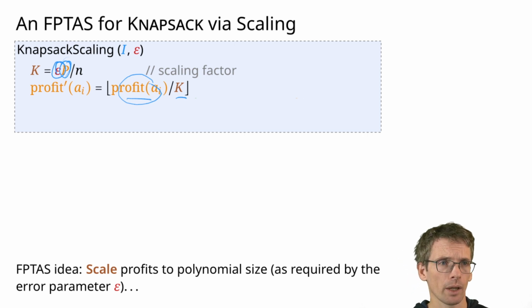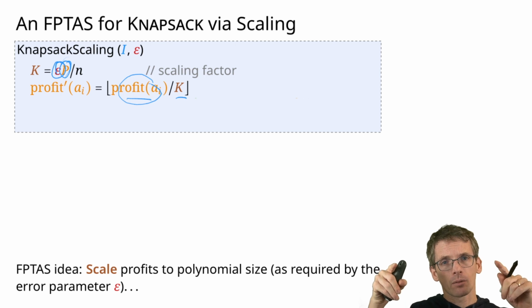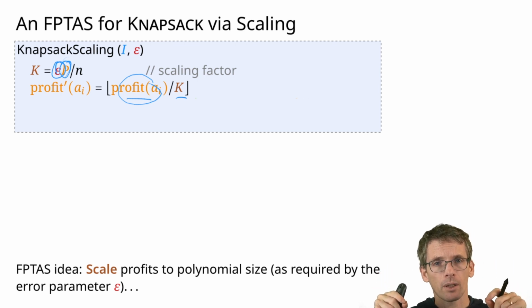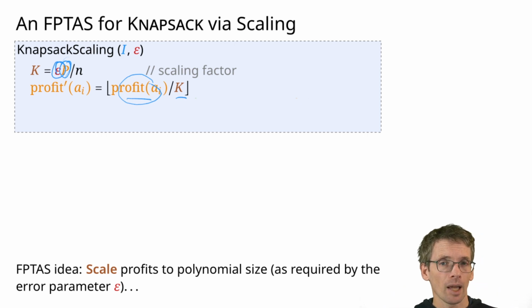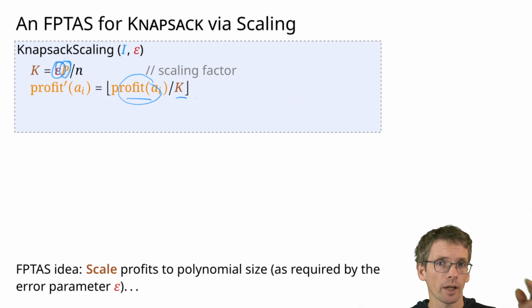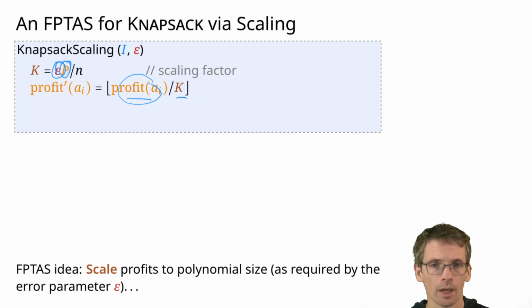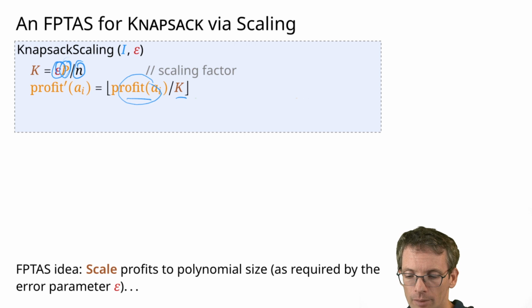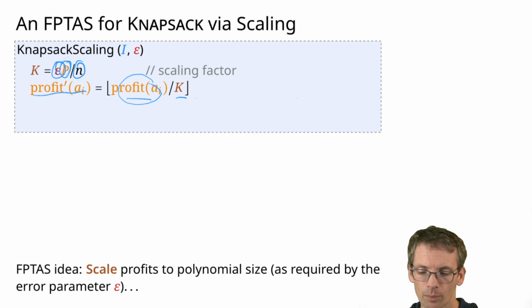And this will already nearly work, but the problem is that the rounding error that we make per element is of order epsilon. But if we take several elements, then this error adds up, and it could add up to something of order epsilon times n, and to prevent that we also need the n here. So this is our scaling term, and then we are going to look at these profits.